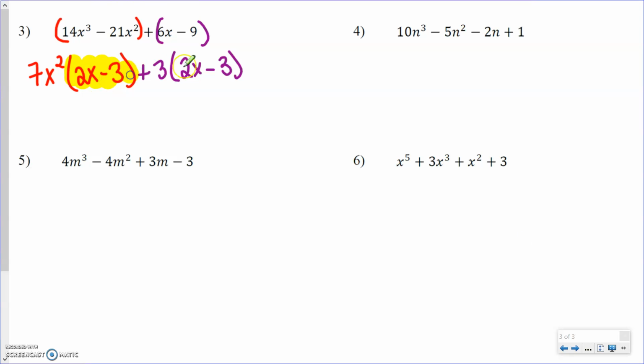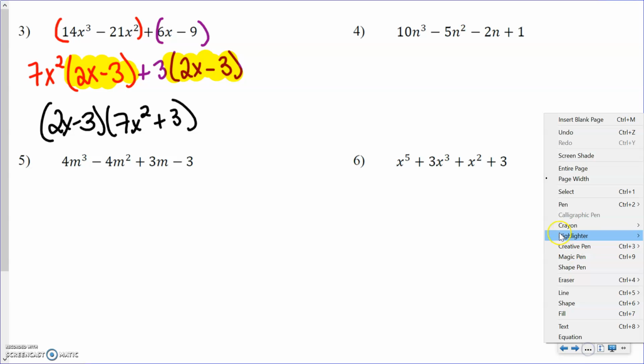And notice our groups match. Okay, so I'm going to pull that out front. And we're good. Remember, the orders are reversible, so that's okay. And then the last one I'm going to do is number 4, and then I'm going to have you try a couple on your own.